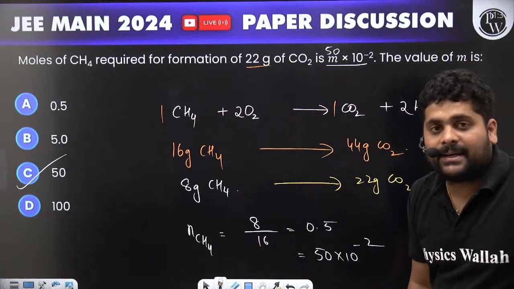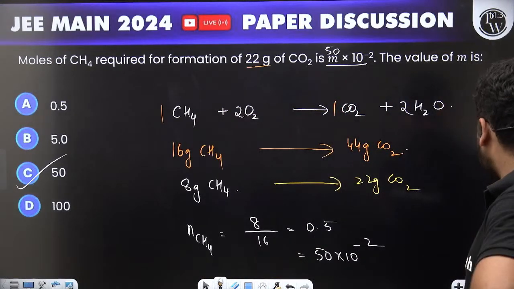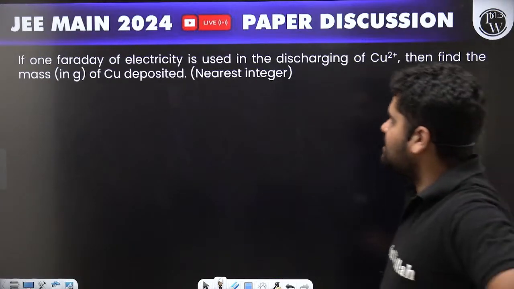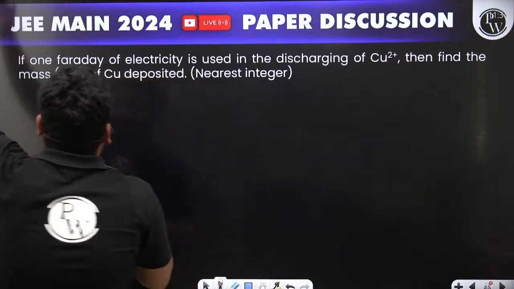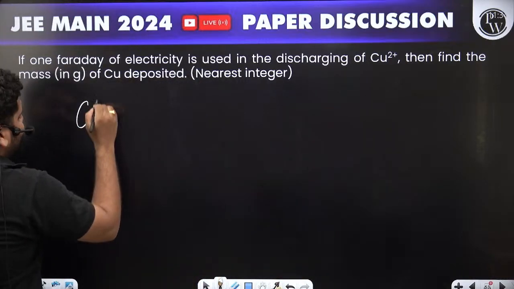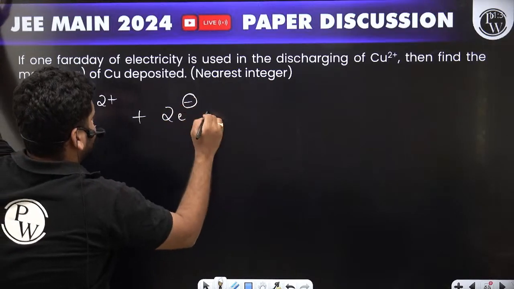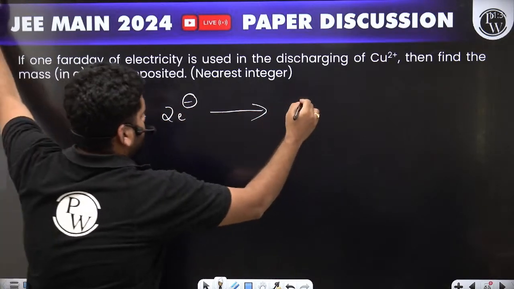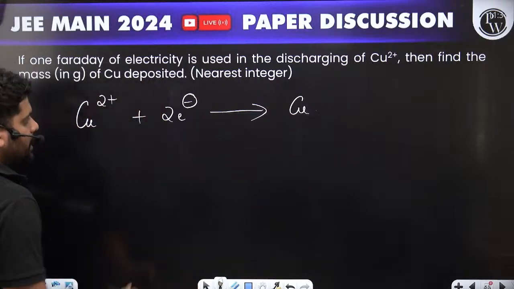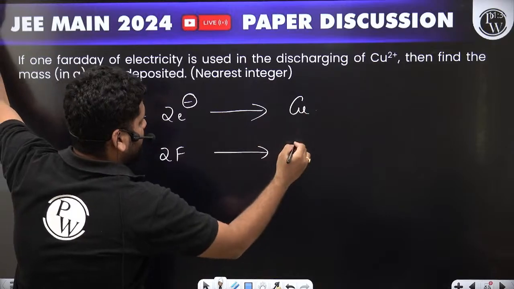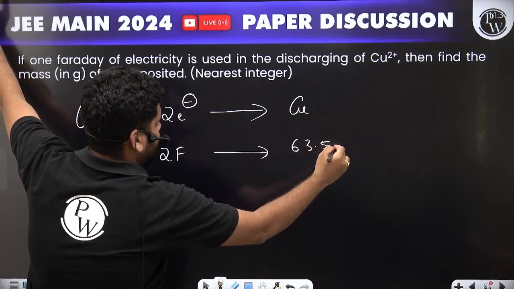Okay, clear. Moving on to the next question, we have: if 1 Faraday of electricity is used in discharging of Cu2+. See, again, what a simple question. When we have Cu2+, it requires 2 moles of electrons to produce 1 mole of Cu. 2 moles of electrons would be 2 Faraday, to produce 1 mole of copper, that is going to be 63.5 grams.